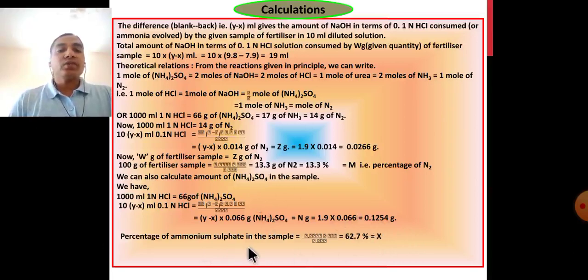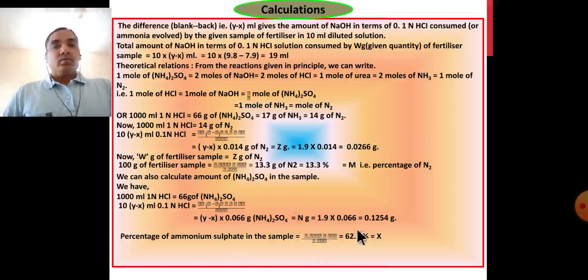Percentage of ammonium sulfate in the sample is 100 into 0.1254 gram divided by W, which is 0.200, equal to 62.7% of ammonium sulfate in the sample of the fertilizer.